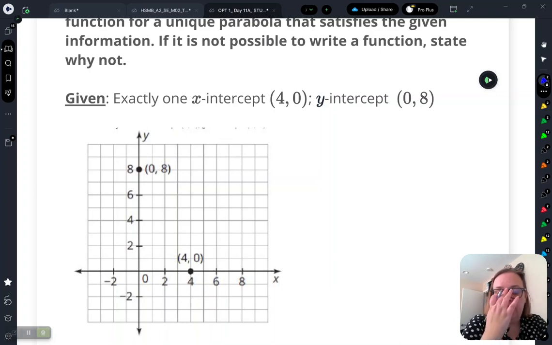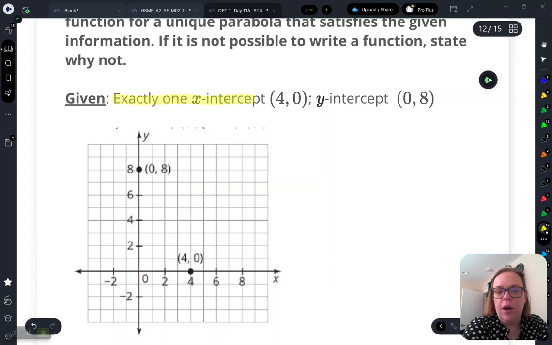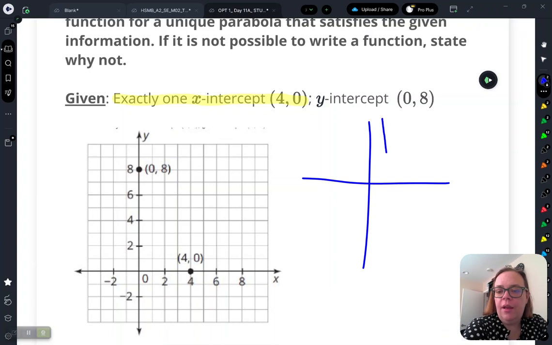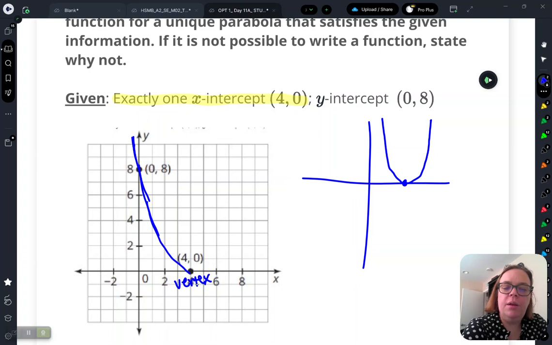So if they tell us there's exactly 1 x-intercept, then that means you have a parabola that touches its vertex on the x-axis and goes back up. Essentially what they're telling you is this point is the vertex, and it's an x-intercept, but it's a vertex. You can imagine the parabola coming down, hitting it, and then going back up.